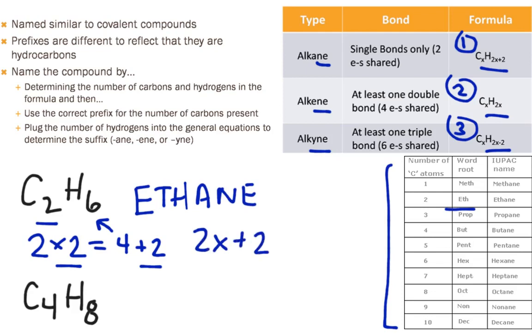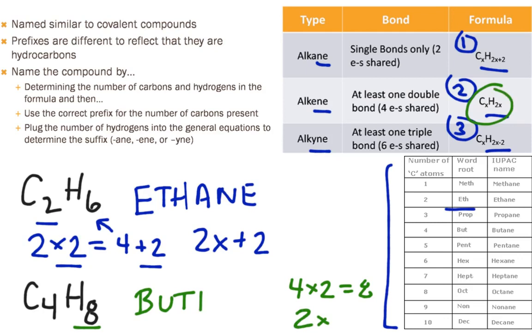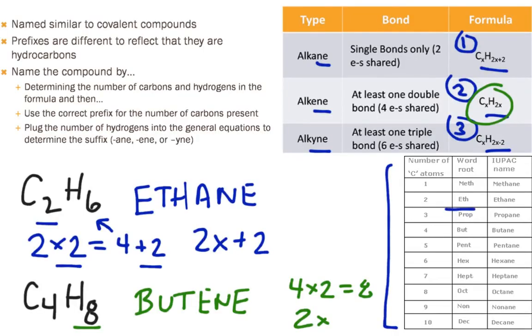The example below has 4 carbons, so we're going to start out with the prefix but. Automatically, we're going to take the number of carbons, 4, and multiply it by 2, and we get 8, which is the number of hydrogens. So all we had to do was 2 times x. 2x is the formula for the alkenes. So the ending of this one is ENE. That's all we have on nomenclature. We're going to have some Excels to practice in class.